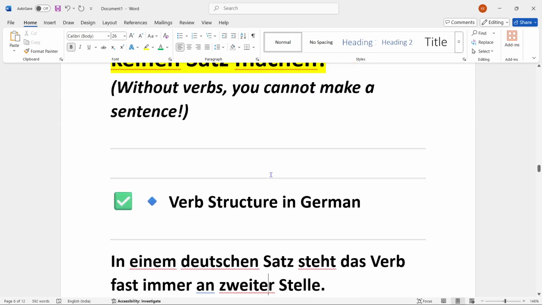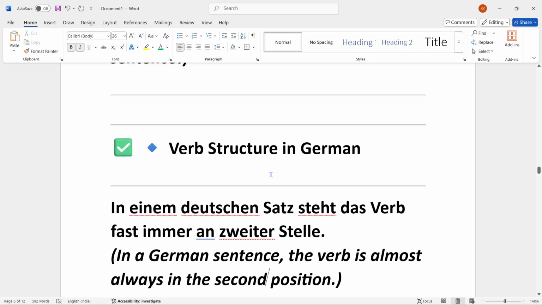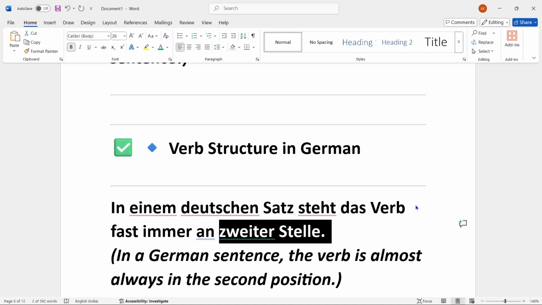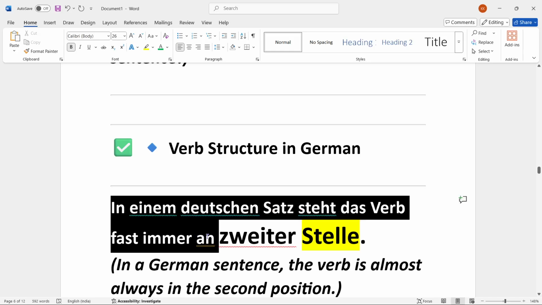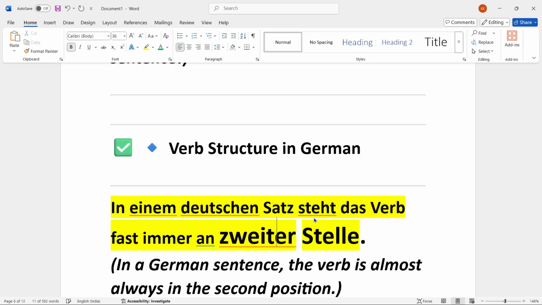The verb structure in German. In einem deutschen Satz steht das Verb fast immer an zweiter Stelle. It means second position. Stelle means position. Ja, genau. In einem deutschen Satz steht das Verb fast immer an zweiter Stelle. In German sentences, the verb is almost always in the second position.